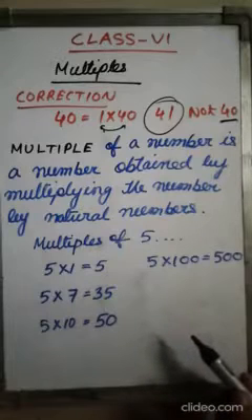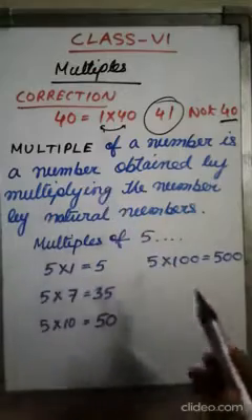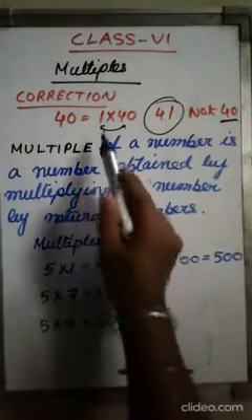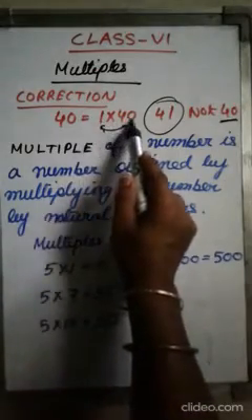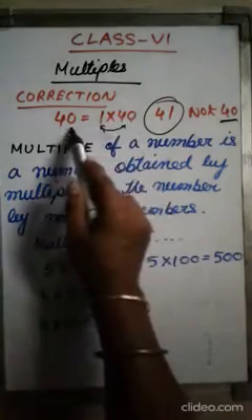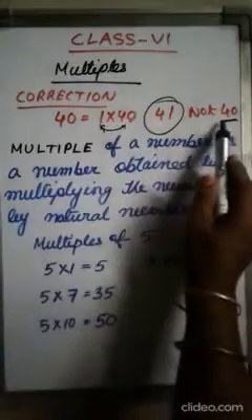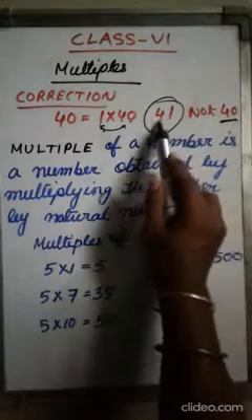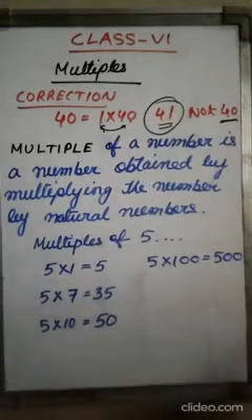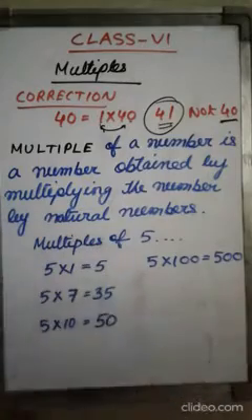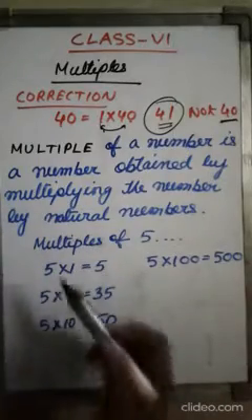Before I move to the next topic, one correction. Just sometime before, I told you that the sum of these two factors of 40, 1 and 40, is 40. Actually, it is not 40, it should be 41. Sorry for this mistake. The next topic is multiples.